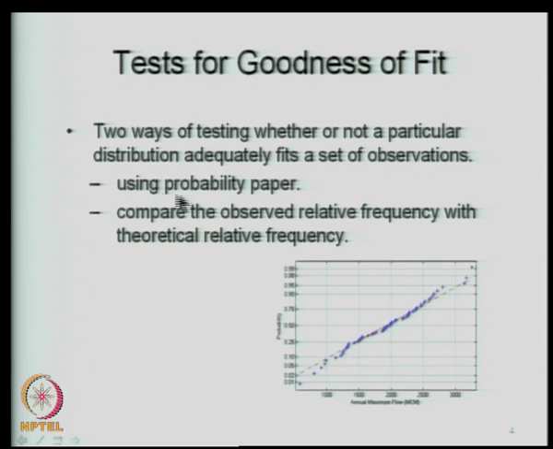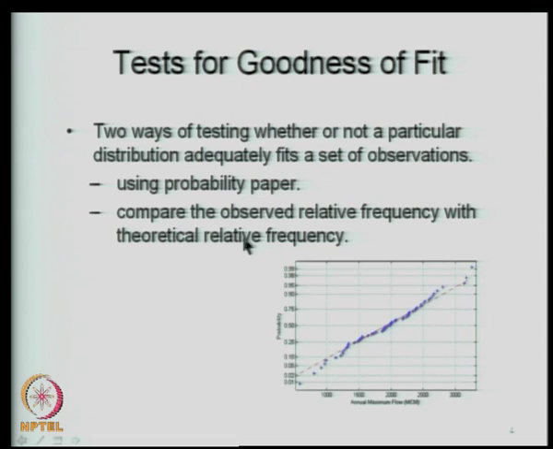So, that is the way we use the probability paper to examine whether the sample data indicates that it comes from the normal distribution or any other distribution for which the probability paper can be constructed or is available. The second method is we can compare the observed relative frequency with the theoretical relative frequency arising out of that particular distribution.